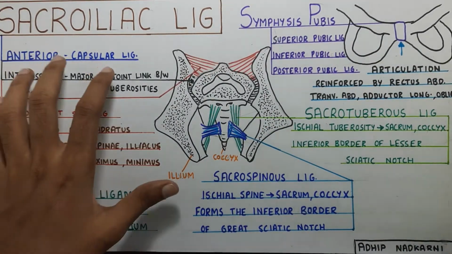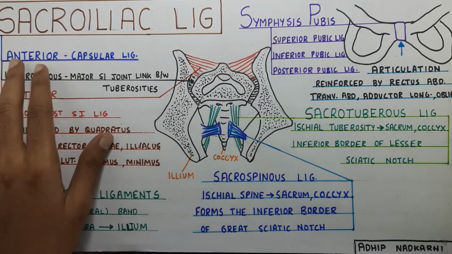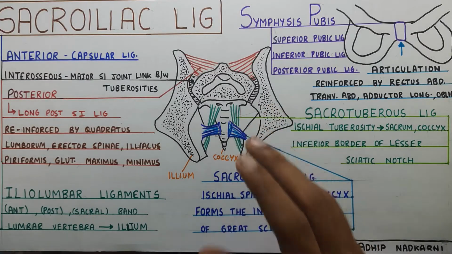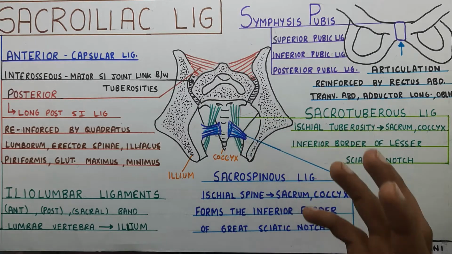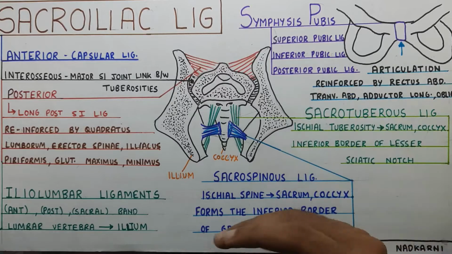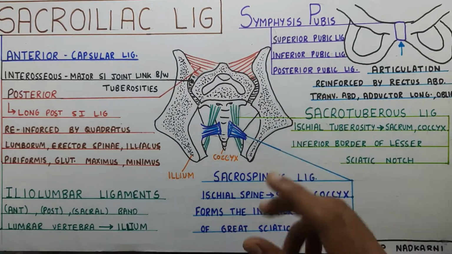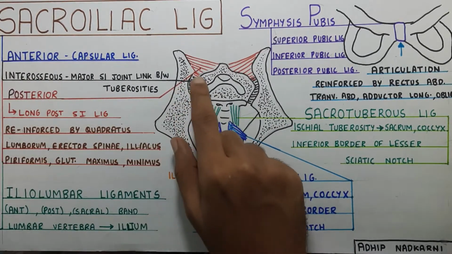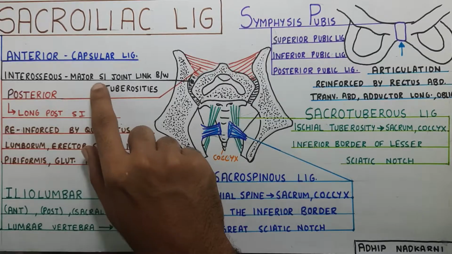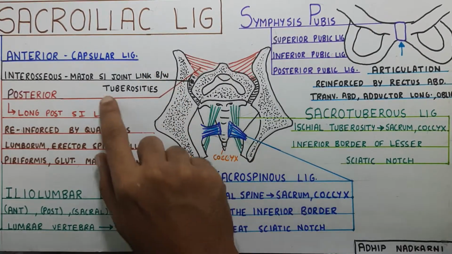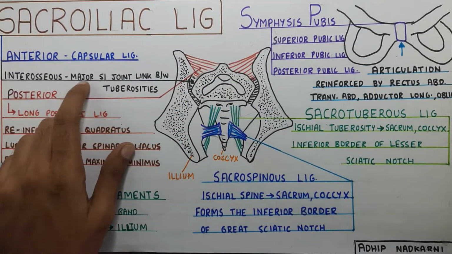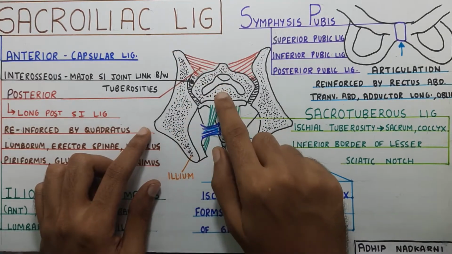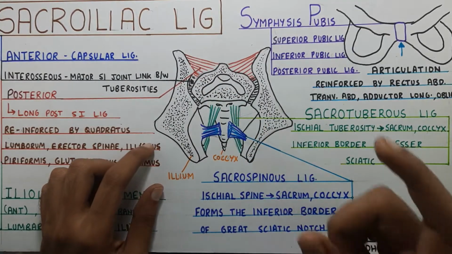So starting with the sacroiliac ligament, there are three parts: anterior, interosseous and posterior. Now this diagram does not accurately show all the three parts, so I've drawn a few other diagrams in my previous videos, which I'll be showing you in this video too, to get a better understanding. Starting with the interosseous, it is between the two bones, and the major SI joint link is between the tuberosities, right? The major SI joint link happens between the tuberosity of the ilium and the tuberosity of the sacrum, which I mentioned in the previous videos.